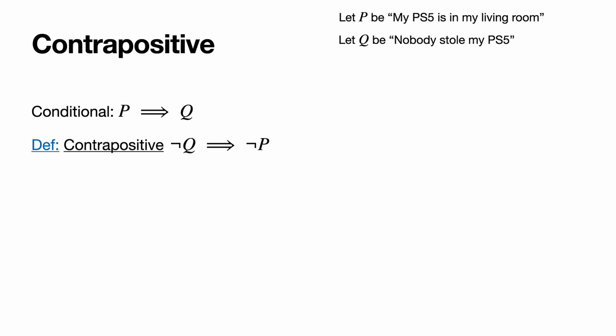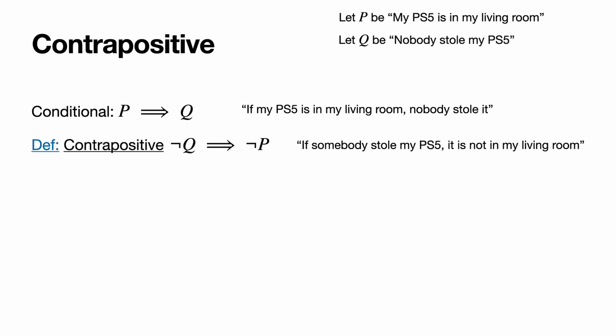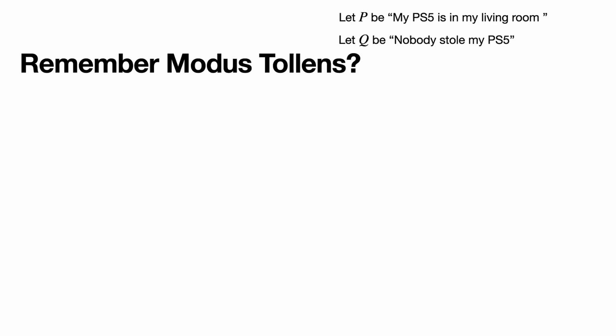So if I say P implies Q, what that's saying is if my PS5 is in my living room, then nobody stole it. And what the contrapositive is saying is kind of the opposite. If somebody stole my PS5, once again, negating Q, then it is not in my living room. So what we're going to be showing is that P implies Q is logically equivalent to not Q implies not P. But before we do that, let me show you how this is related to modus tollens.